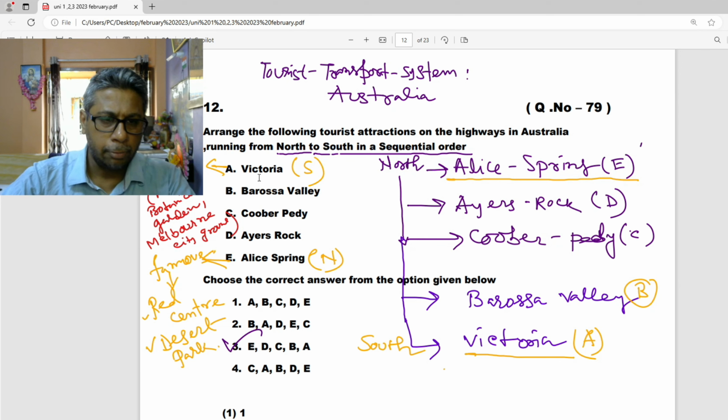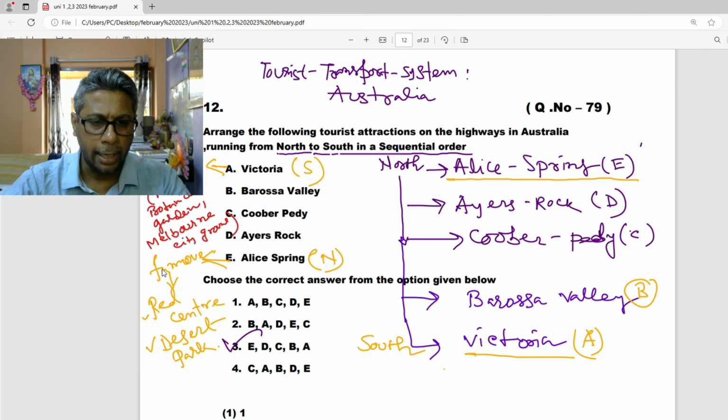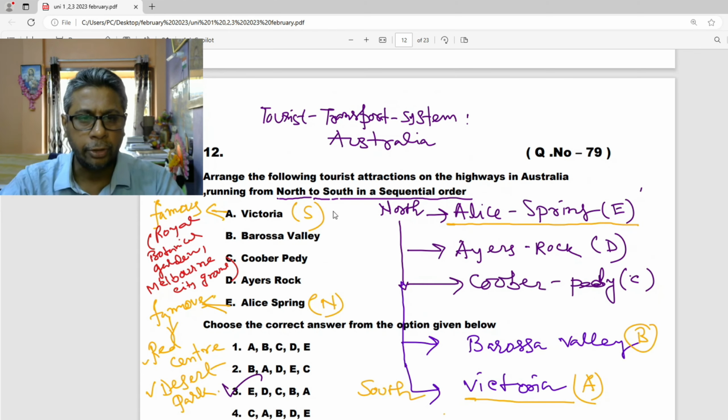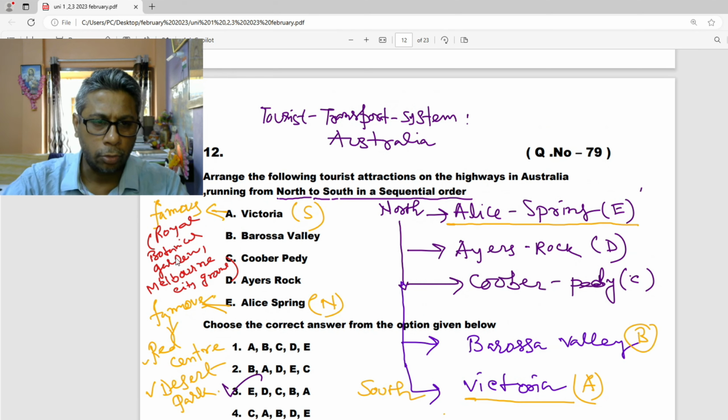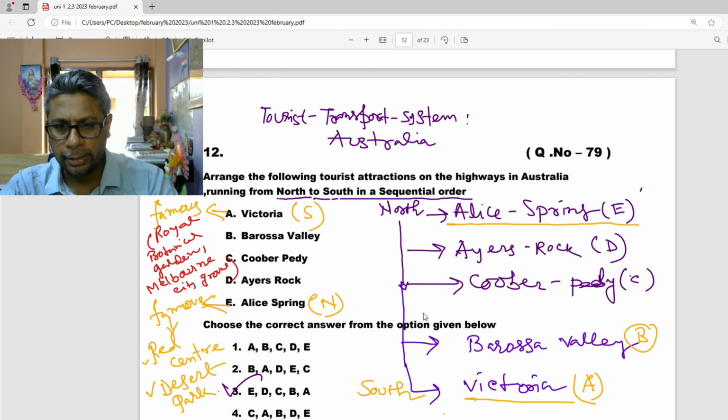And it is famous for Red Centre and Desert Park. And the southern part, Victoria. Victoria is another important place, also famous. This is the Royal Botanical Garden and Melbourne City Garden.